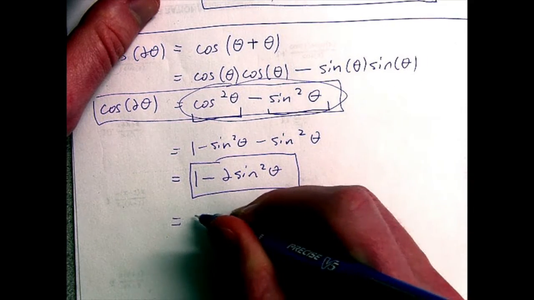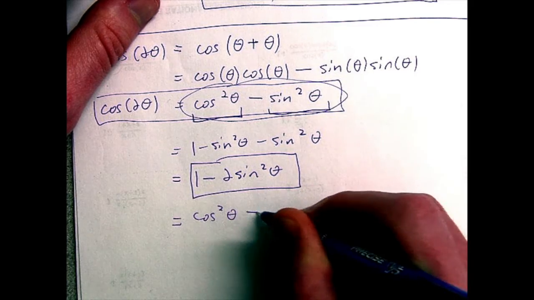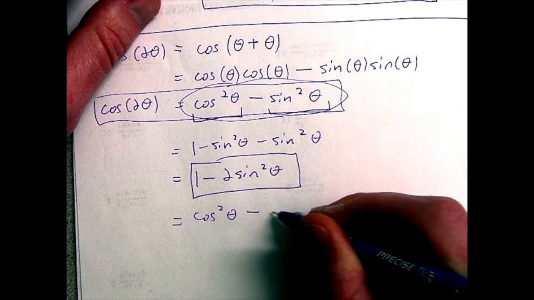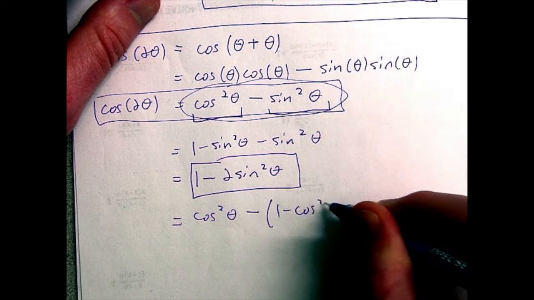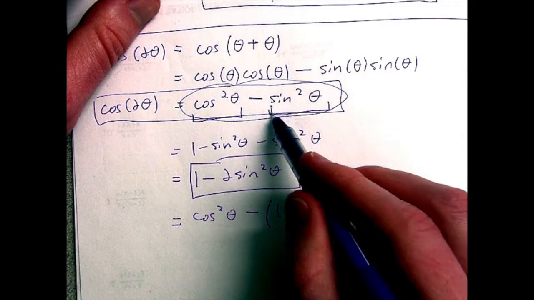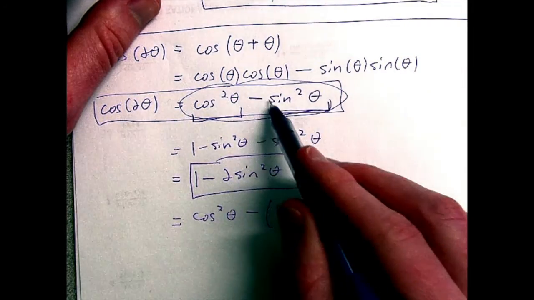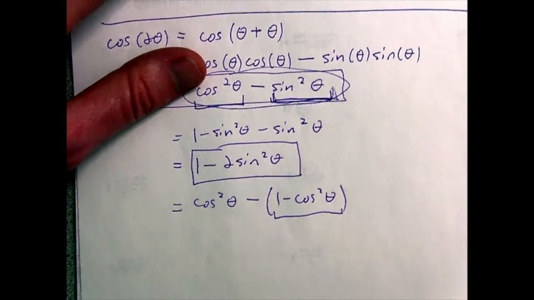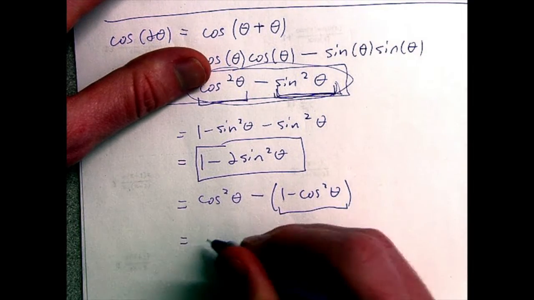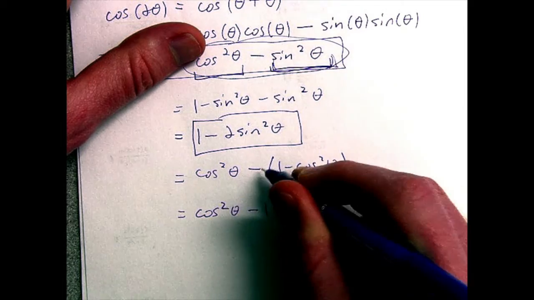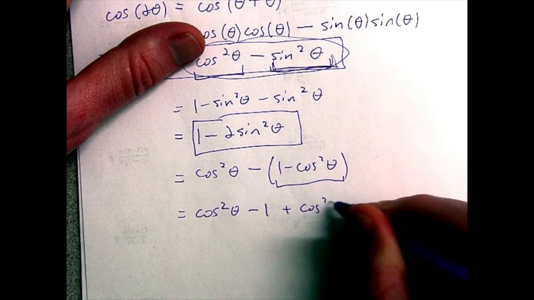So I have cosine squared theta minus, and now I need to replace sine squared with 1 minus cosine squared. I need to put the 1 minus cosine squared in parentheses because I'm subtracting this object, sine squared theta, and this object is this whole thing. So you need to be subtracting this whole thing, hence the parentheses. If you distribute the minus sign, you obtain cosine squared theta minus 1 plus cosine squared theta.